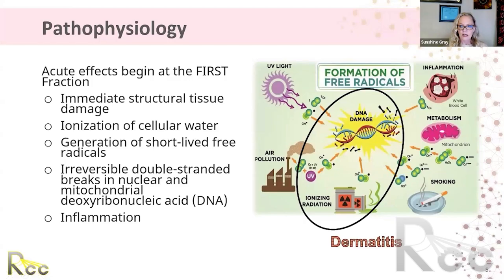Radiation therapy causes ionization of cellular water, resulting in free radicals, and free radicals are unstable atoms with unpaired electrons in their outer shell that seek other atoms or molecules to bond to. As they continue to accumulate, this begins a process called oxidative stress, which results in irreversible double-strand breaks in DNA and inflammation. Normal cells can repair the cell damage by this process, whereas cancer cells have difficulty doing so.